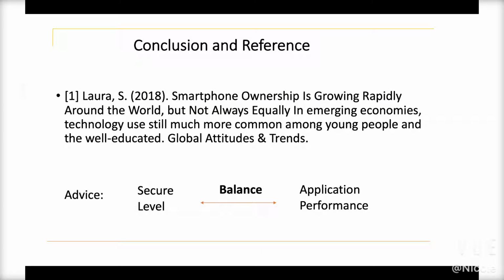In conclusion, after doing research about background and motivations, we analyzed attack points and goals, and concluded some schemes for different possible risks. Our advice for mobile applications is that developers should try to improve the security level, but without too much influence on application performance. Thanks for listening.